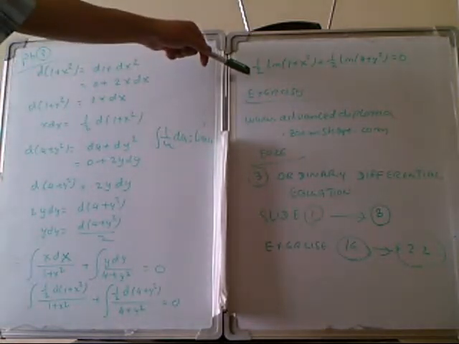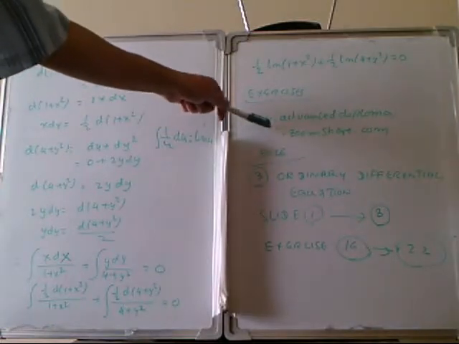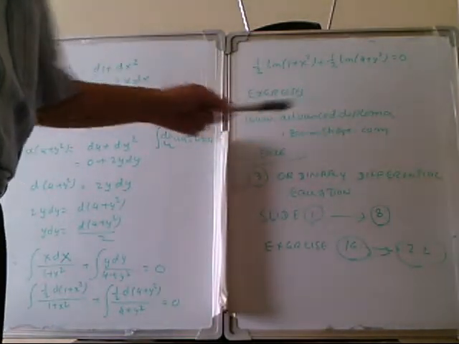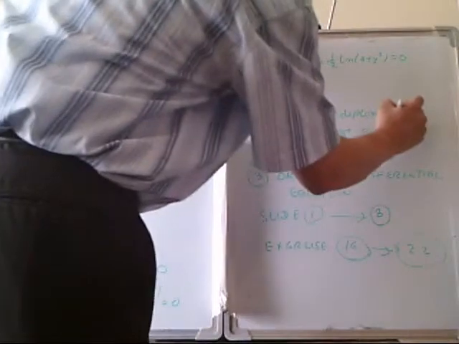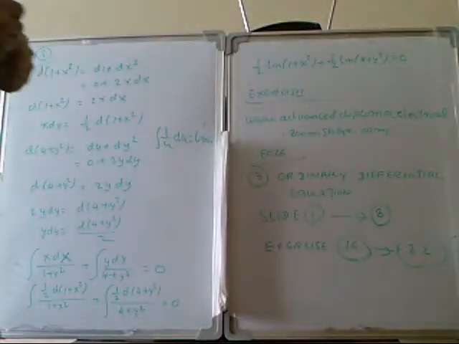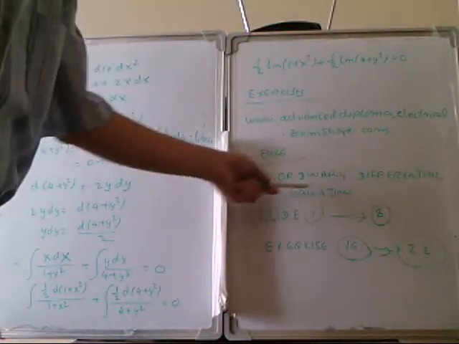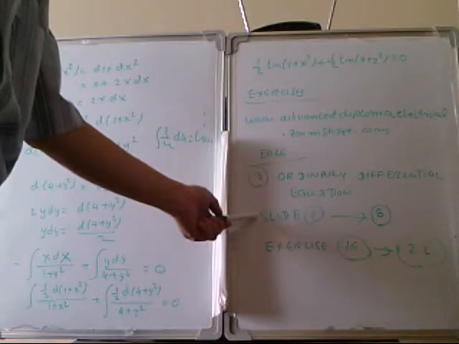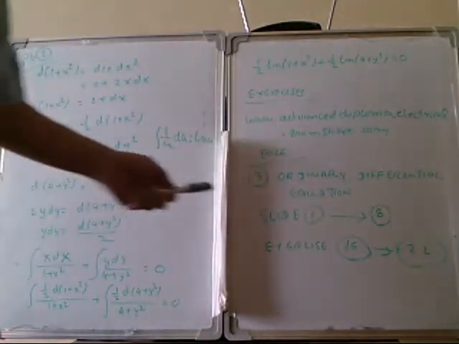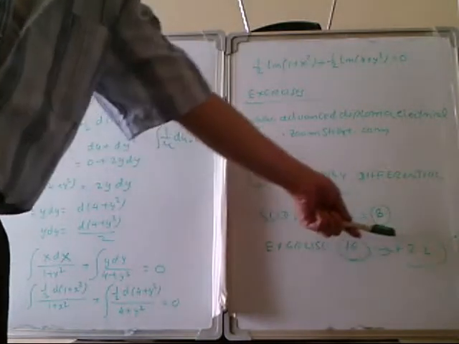Regarding this problem, you have to do the exercise. Under E26, number 3 is ordinary differential equation. You have to study slides 1 to 8, all that is written on the whiteboard and the audio file, and do the exercise from 16 to 22.